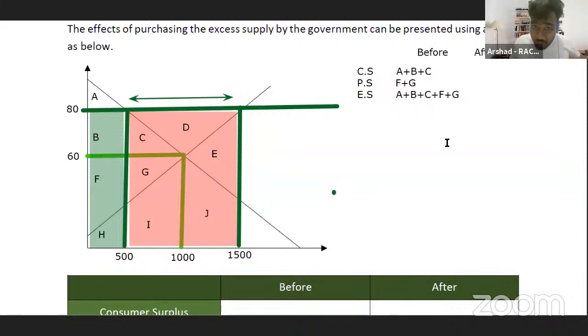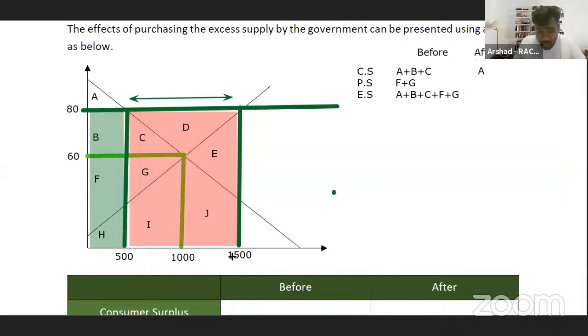Now let's look into the after side of it. What do you think happens to consumer surplus? The consumer has to pay a price of 80, guys. So consumer surplus is what area? Consumer surplus is only A, right? It's only A. Now look at the producer surplus.